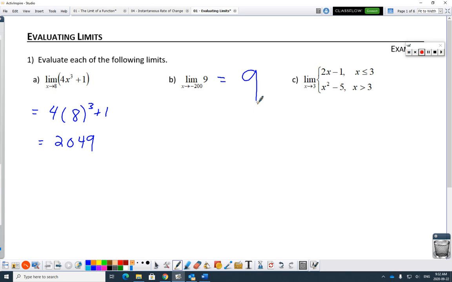Yeah? This thing now. Piecewise. Now we have to be a little careful because we don't know if it's continuous. We don't know if 2x minus 1, a line, and x squared minus 5, a parabola, meet up at the x value 3.